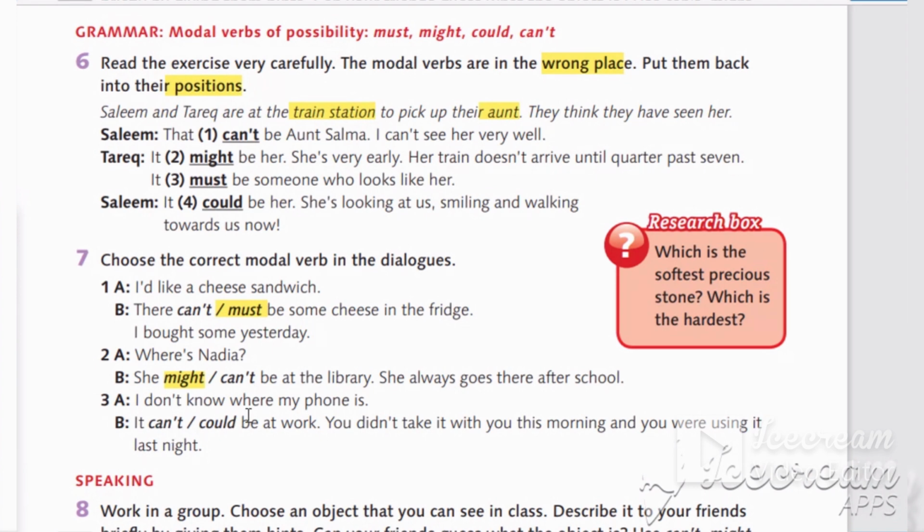3. I don't know where my phone is. It can't or could be at work. You didn't take it with you this morning and you were using it last night. انت ما جبته معك اليوم and you were using it last night. So what's the answer? Excellent. It can't be. مستحيل انه يكون في العمل لانه I didn't see it with you. Okay?